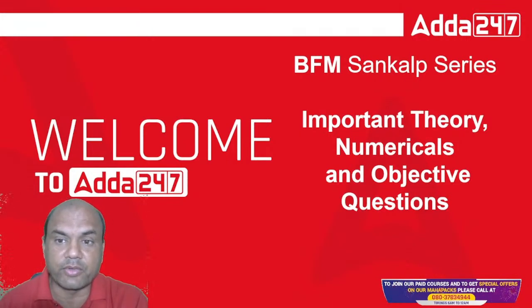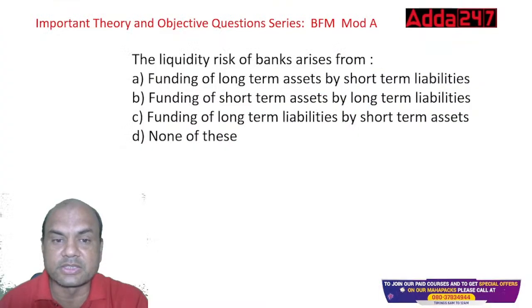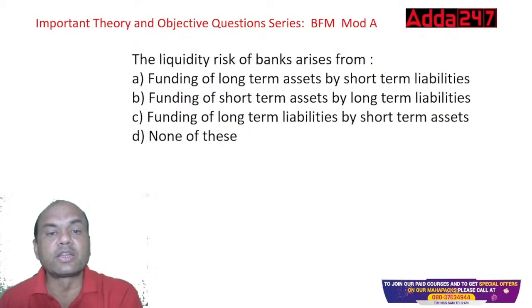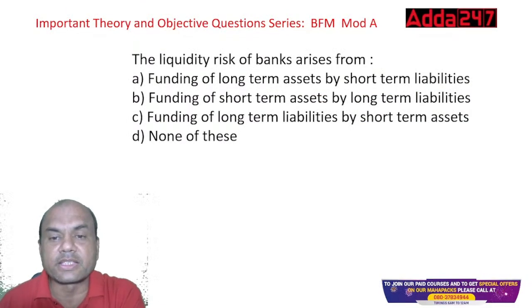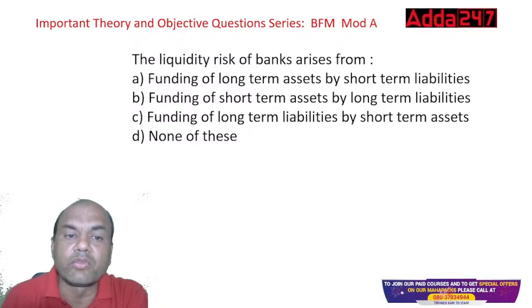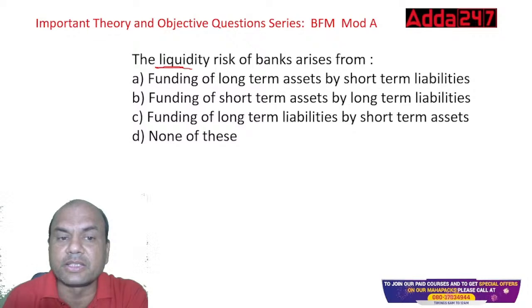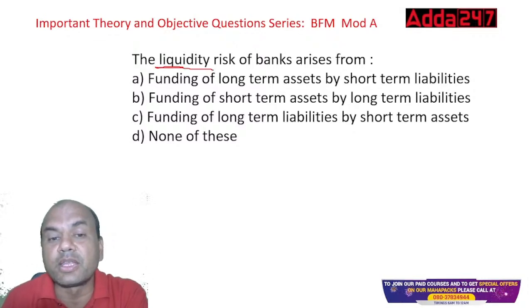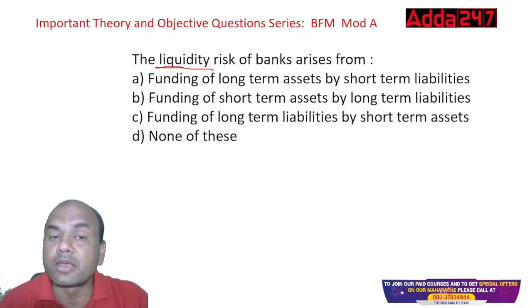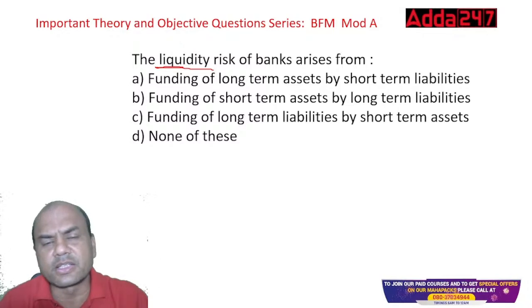Okay, all done. Everyone set now. So let's start. First question: the liquidity risk of the bank arises from. What do you mean by liquidity risk? It means that I don't have money at the right time. Whenever I have to pay my EMI, I don't have money. That is a liquidity risk.